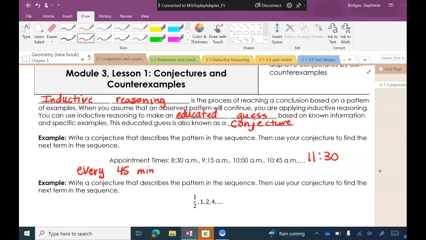1/2 to 1 to 2 to 4. What do I do to 1/2 to get to 1? What do I do to 1 to get to 2? What do I do to 2 to get to 4? It has to be the same thing over and over again to be the conjecture for this pattern. Just that fraction is throwing us off, isn't it? Think about it going from 1 to 2 to 4.